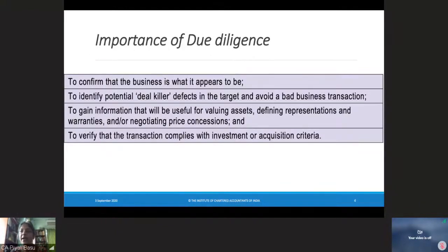What is the importance of due diligence? To confirm that the business is what it appears to be, as you have already explained very nicely. Most of you, all of you, have done this very well. They have not put up a very rosy picture when actually it is not so rosy. So one has to find out before making such an investment.